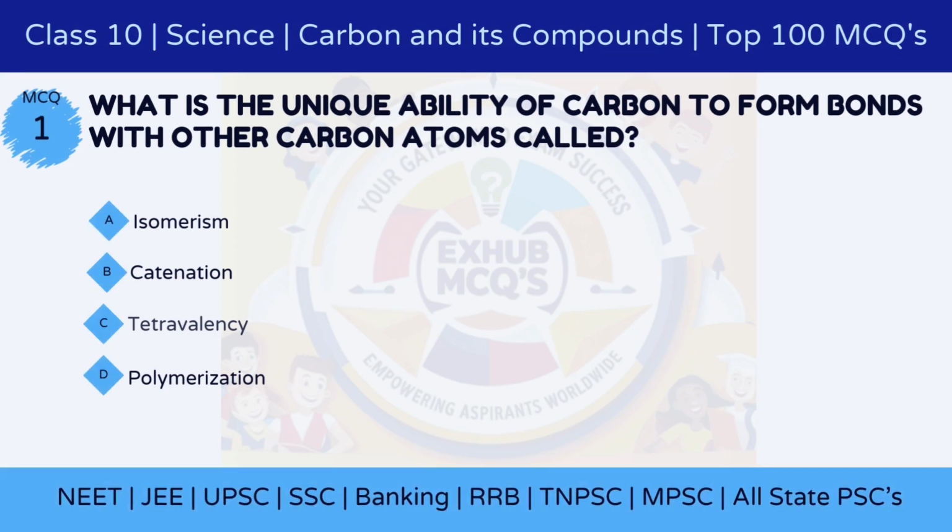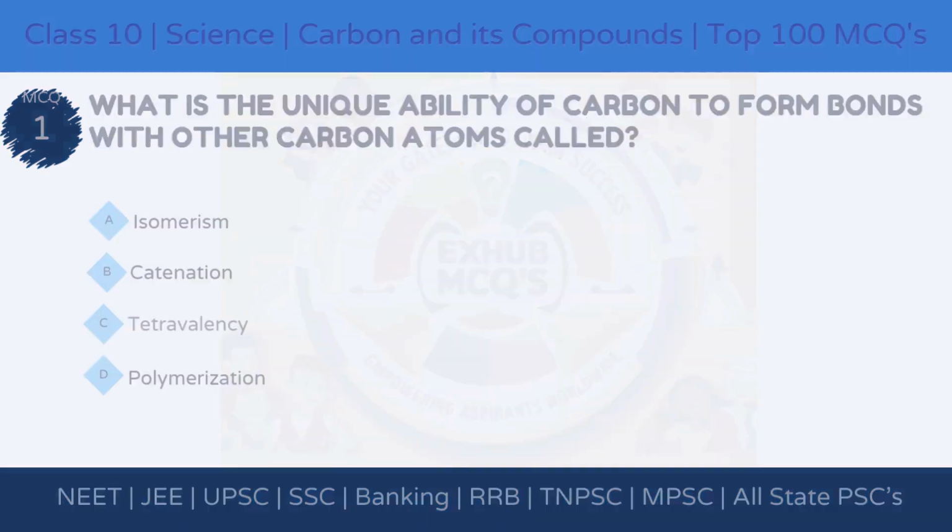MCQ 1. What is the unique ability of carbon to form bonds with other carbon atoms called? Option A, isomerism. Option B, catenation. Option C, tetravalency. Option D, polymerization.